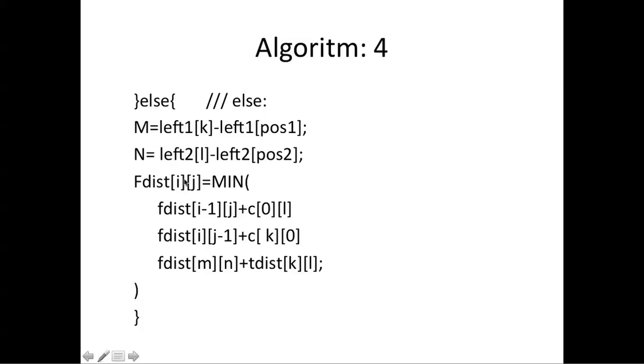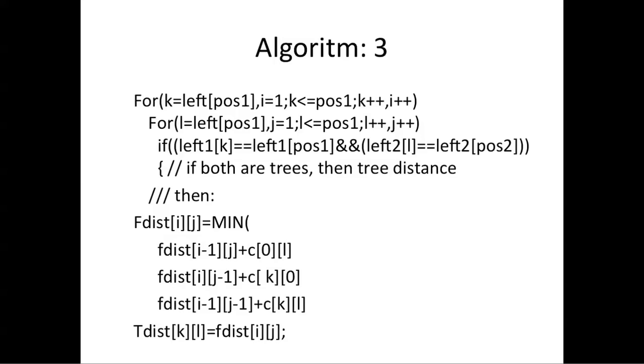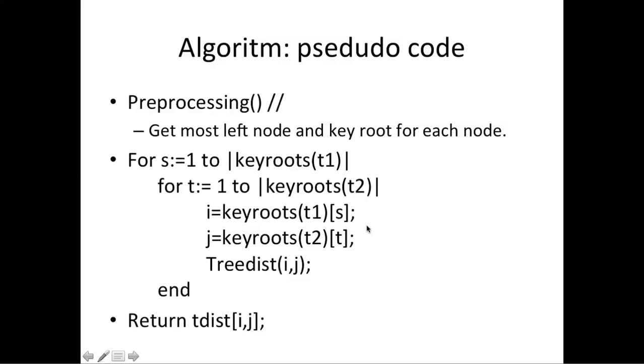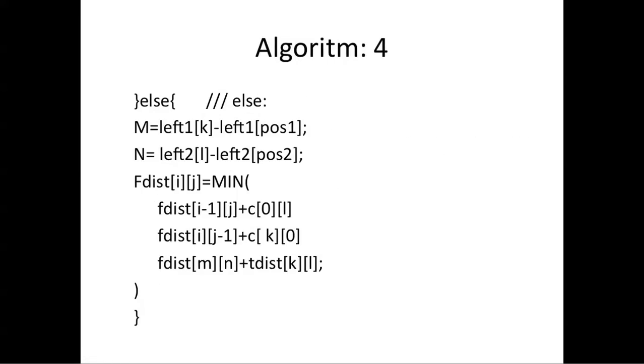And again, this is to calculate that if it's a tree, then... in this case, we have to calculate to get the tree distance that should be pre-calculated and another forest distance, which is this case here.